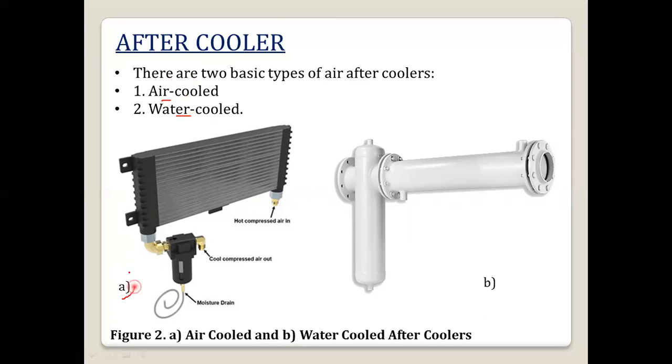This diagram shows the air cooled type. What happens here? The hot compressed air enters inside, and the cooled compressed air comes outside. One moisture drain is there, and whatever moisture is collected will pass through this moisture drain.